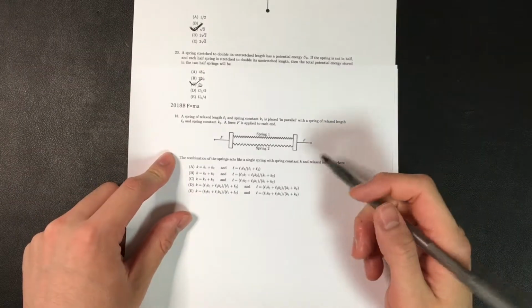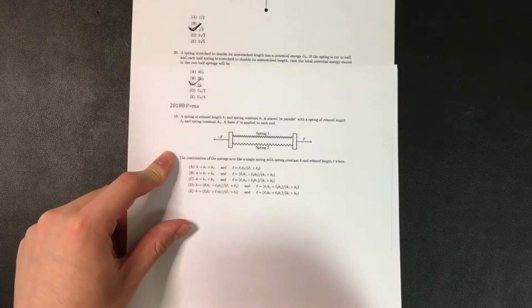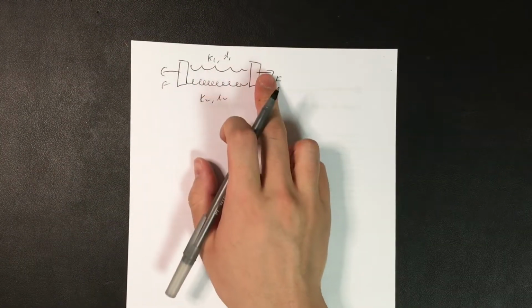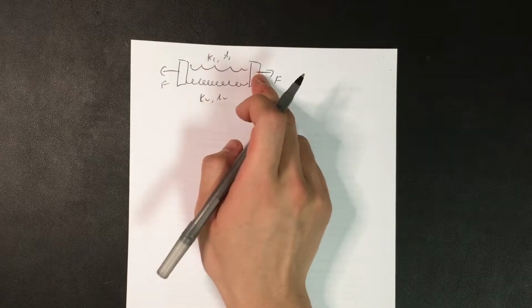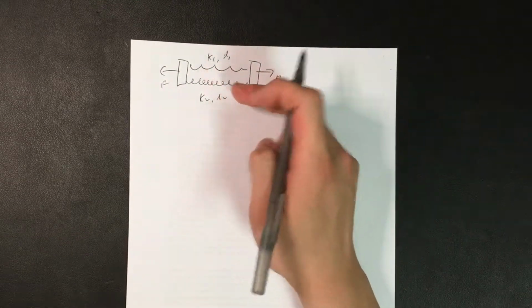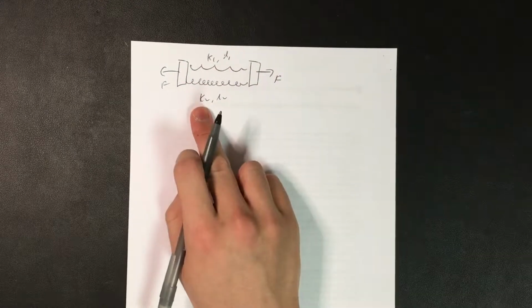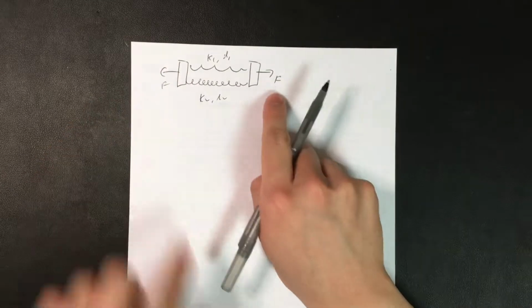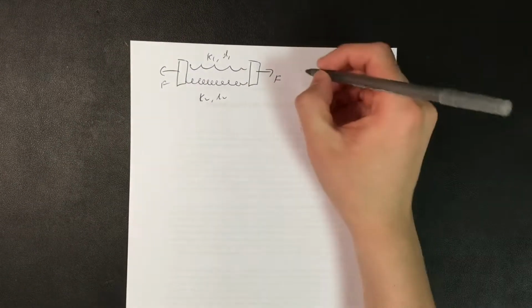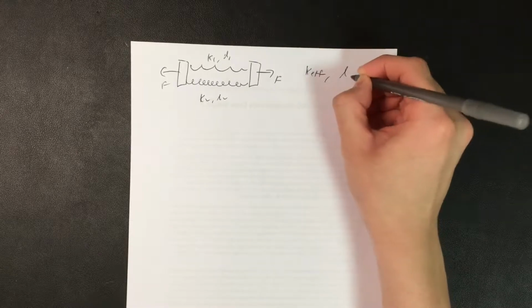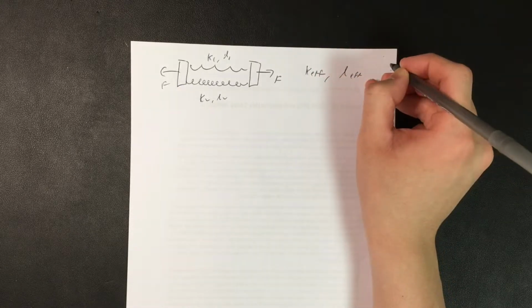And the final question is question 18 from 2018B. In this question, there are 2 springs that are connected in parallel, in which the first spring has spring constant K1 and equilibrium length L1, and the second spring has spring constant K2 and equilibrium length L2. And there is a force that is applied horizontally. And the question is asking, what is the effective spring constant and the effective equilibrium length?